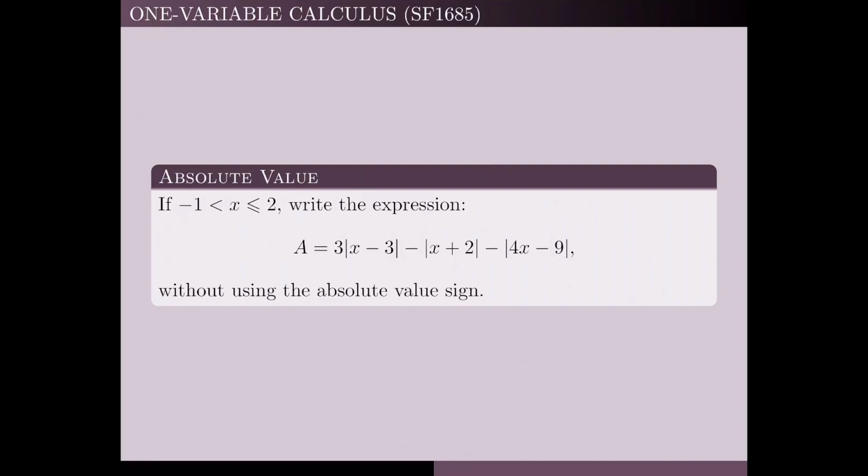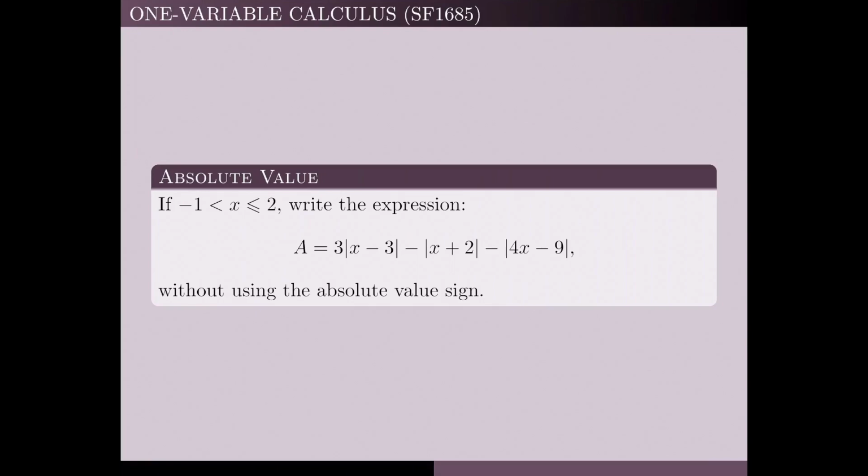Hello, in this video we are going to investigate the following problem on the topic of absolute value. If minus 1 is less than x is less than or equal to 2, write the expression A equals 3 times absolute value of x minus 3 minus absolute value of x plus 2 minus absolute value of 4x minus 9 without using the absolute value sign.